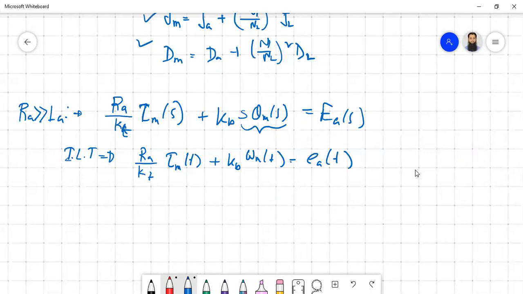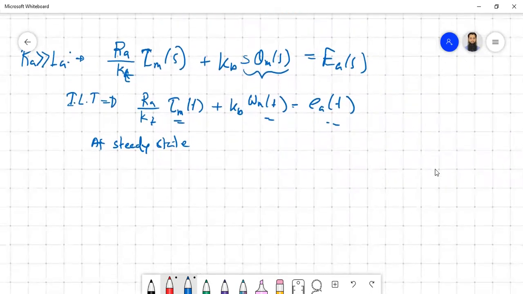Now, since this is a DC motor, after the transient has vanished at steady state, these will be constant parameters. So time dependence will be over after the transient period. So basically what we can write here is RA by KT, then you have tau M plus KB omega M equal to E.